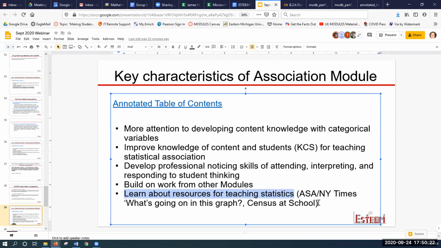That goes into my last one, which is about how we help our pre-service teachers learn about resources for teaching statistics too. So through that, we're teaching them about the great project called Census at School. If you're not familiar with that, you'll be checking that out in that module. As well as the American Statistical Association and New York Times project, What's Going On in This Graph. We refer to one of those in the website, which is also, again, a fabulous resource that teachers can use in their teaching of statistics. So we're getting them acquainted with those resources as well.